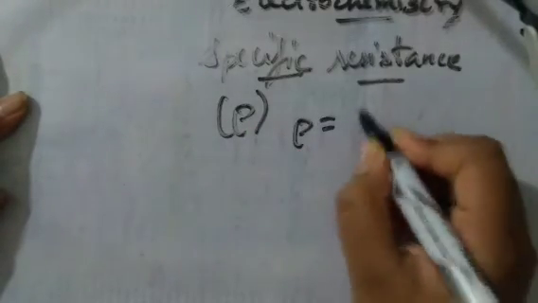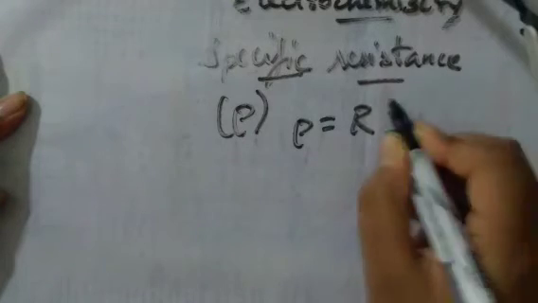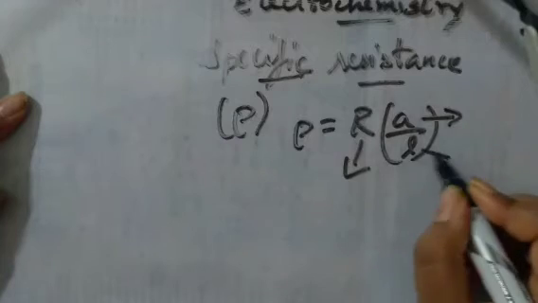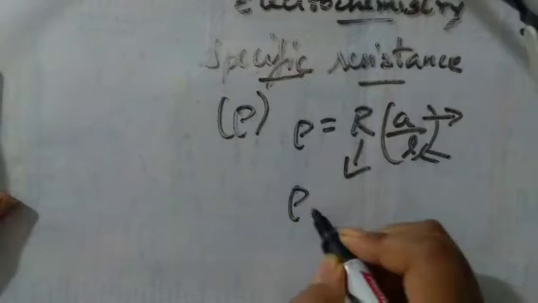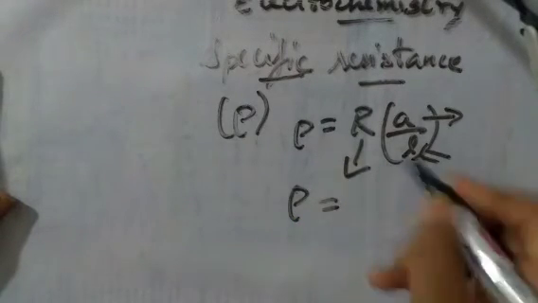Specific resistance is denoted by the letter rho, and rho is equal to R A by L. Here R is the resistance, A is the area of cross section, and L is the length. So the unit of specific resistance or resistivity is resistance ohm, area centimeter square and length is centimeter. So we get ohm centimeter. This is the unit for specific resistance.